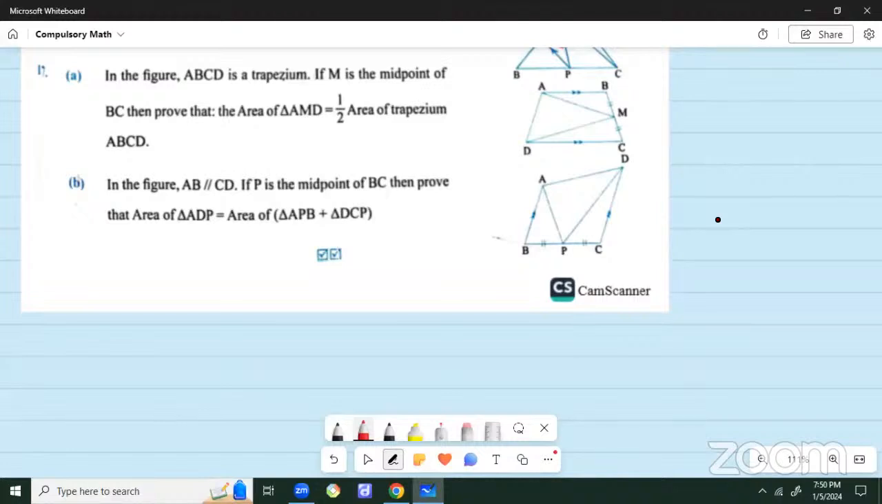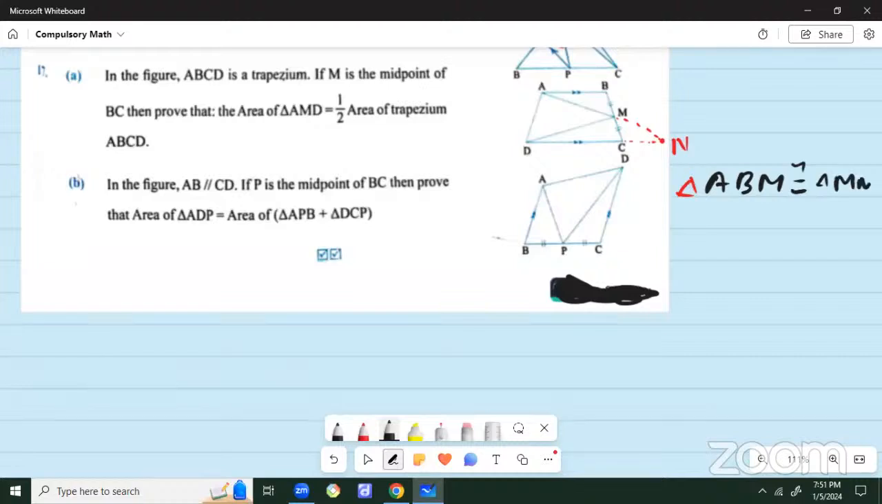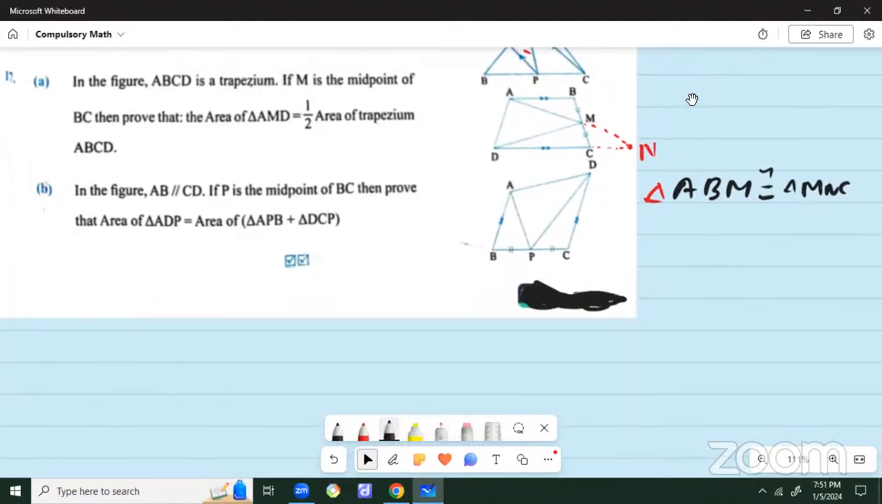In construction, let's produce AM, and let's produce CD or DC up to here, which intersects at the point N. Now from that side, can we prove these two triangles congruent? Can we prove that triangle ABM is congruent to triangle MNC?